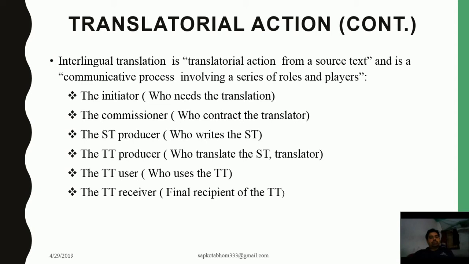The source text producer writes the original text, or source text. The target text producer translates the source text, the translator. Here producer means translator. Then the target text user uses the target text. The target text receiver is the final recipient of the target text. These types of roles are played in the whole translatorial action approach. So all this should be incorporated in the process of the translation.